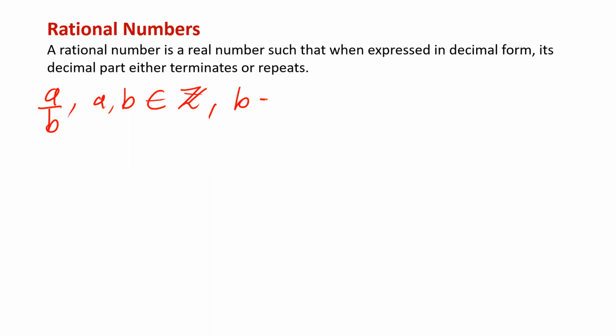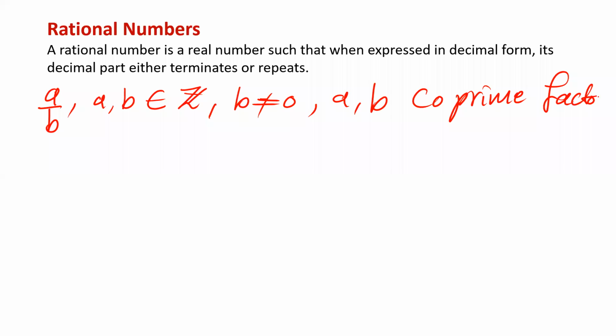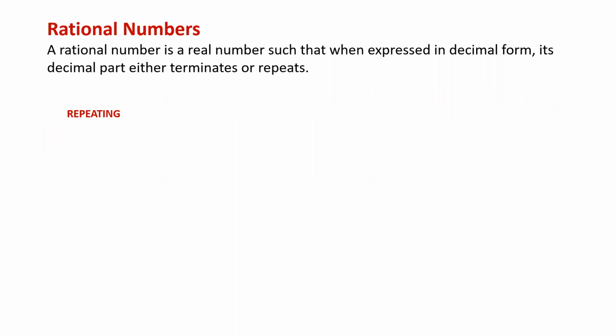And then b should never be equal to 0. The other thing you need to understand is that a and b should be co-prime factors. What do we mean when we say co-prime factors? This simply means that a and b, or this fraction, is in its lowest form, meaning there shouldn't be any number that can go into both a and b. That's what it means. Meaning the fraction is in its lowest form.